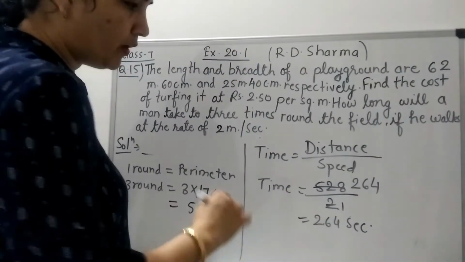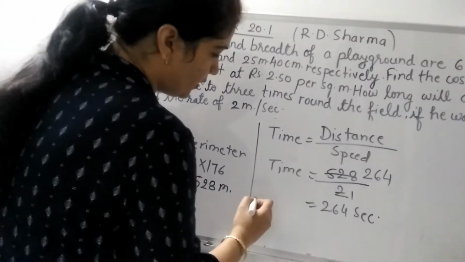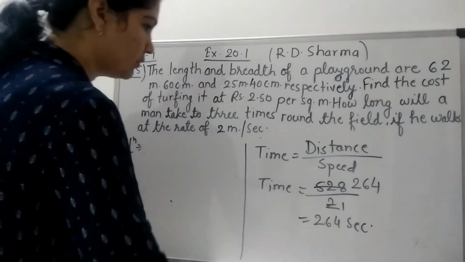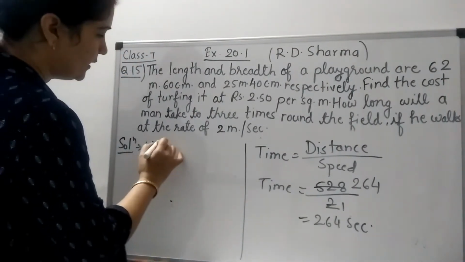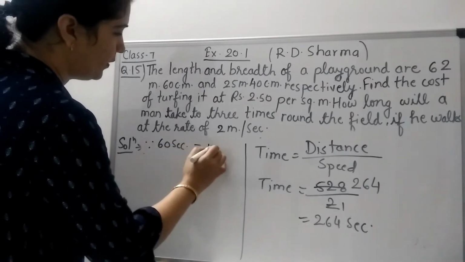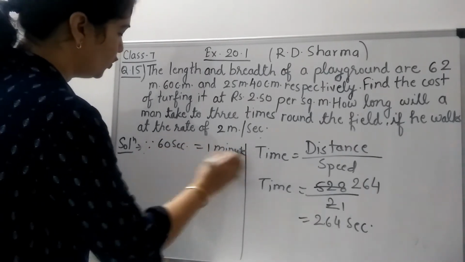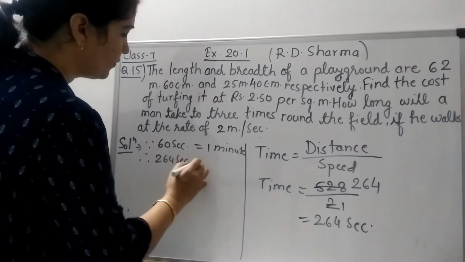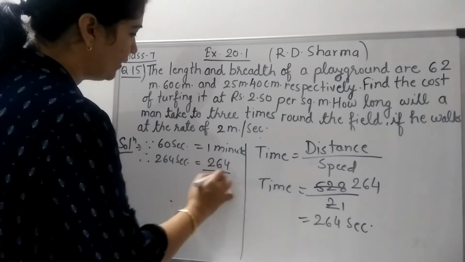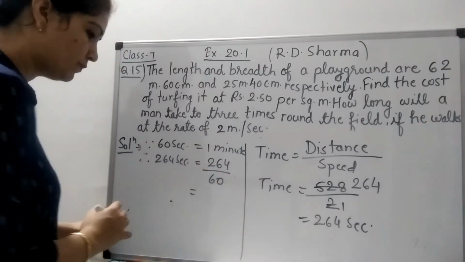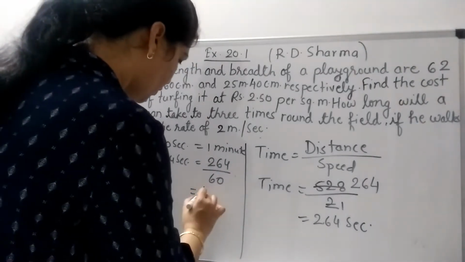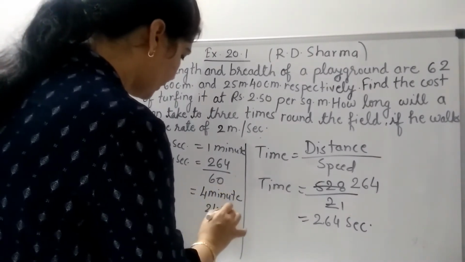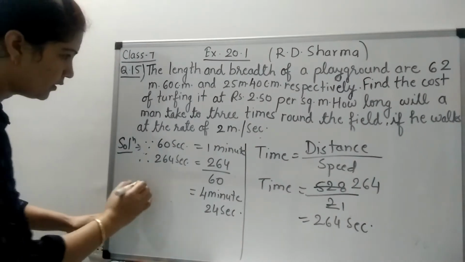If you have to find out in the minute, so here I will write, since 60 seconds is equal to 1 minute, therefore 264 seconds will be 264 divided by 60, which will give you 4 minutes and 24 seconds. How? I'll show you here.